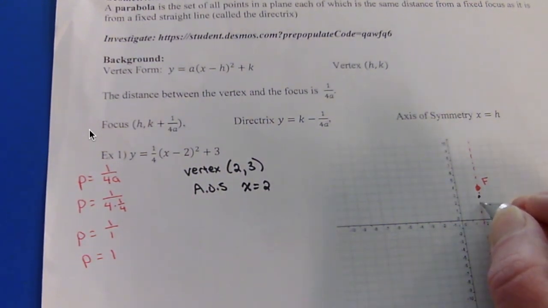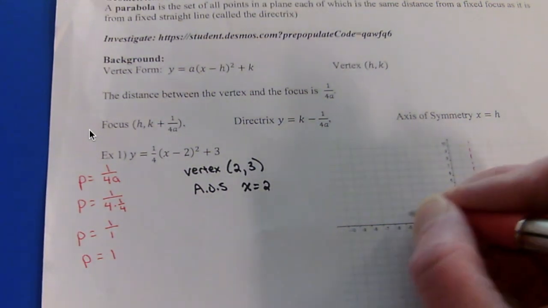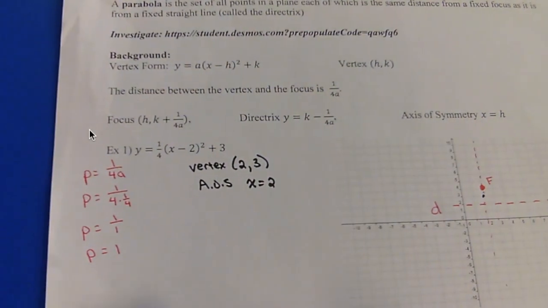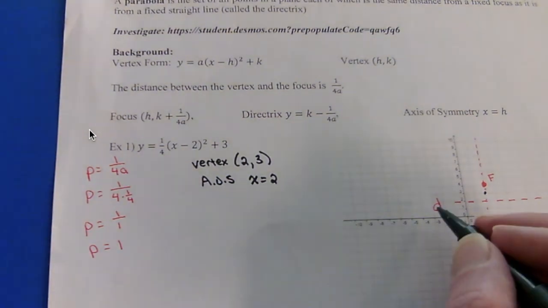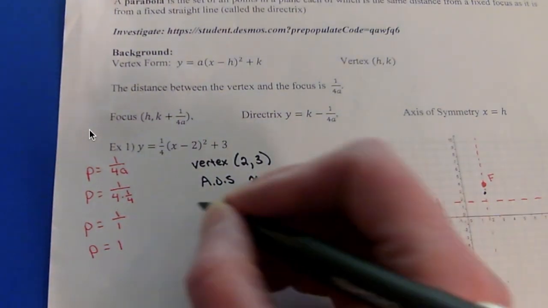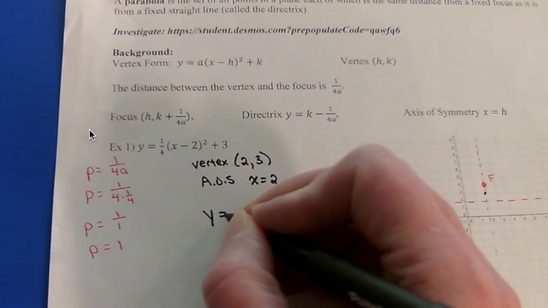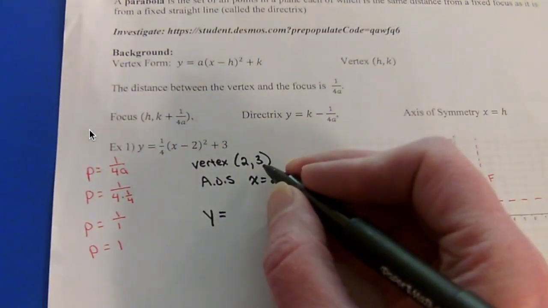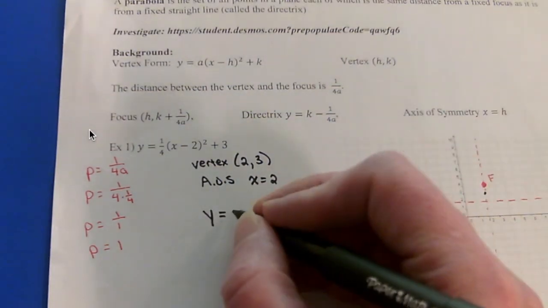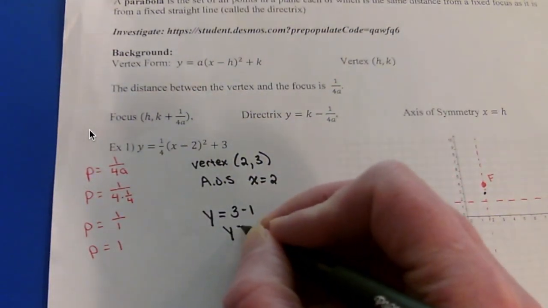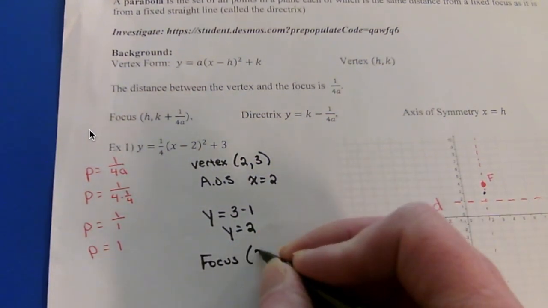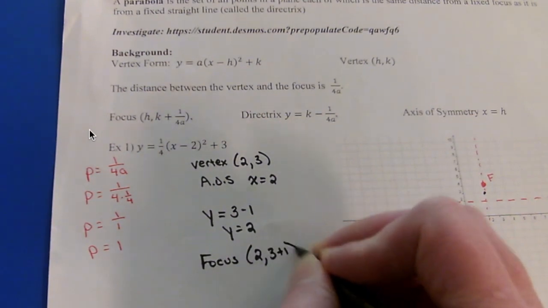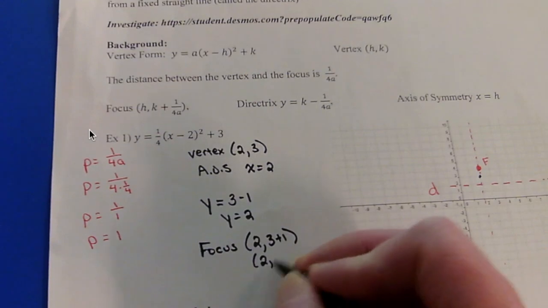And I'm going to go down 1 step, and that is going to be this line called the directrix. I'll put a D. So the directrix is a y equals line, and it is crossing at 2. So the directrix is going to be y equals, and it's really this k, 3, minus the p-value. So 3 minus 1, it's y equals 2. My focus, I'm going to take my vertex and I'm going to add that p-value to the y value. So I get (2, 4).